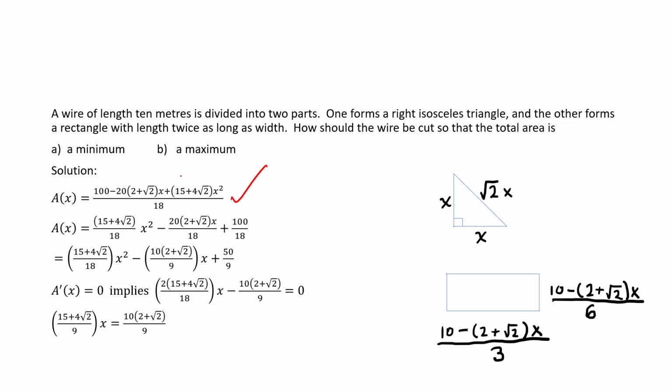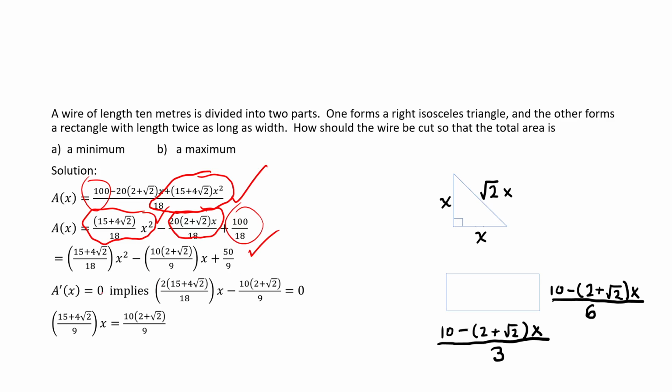Now we can split that apart and say it's 15 plus 4 root 2 times x squared over 18, and we can split that apart this way. We also have negative 20 times the quantity 2 plus root 2 times x over 18, and so we'll express that this way. And then we have this 100 over 18, and we express it that way. We do a little bit of simplifying and we get this expression here. We haven't determined a derivative yet. We're still just simplifying the expression. It's always good to clean up before you determine the derivative.